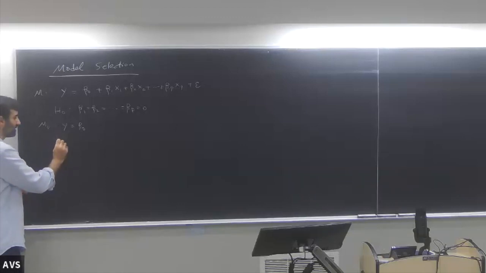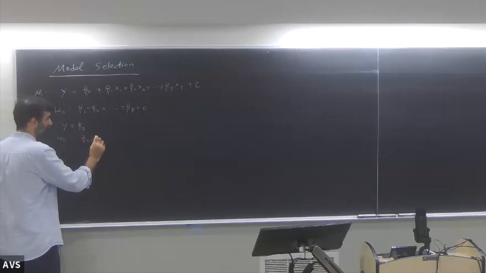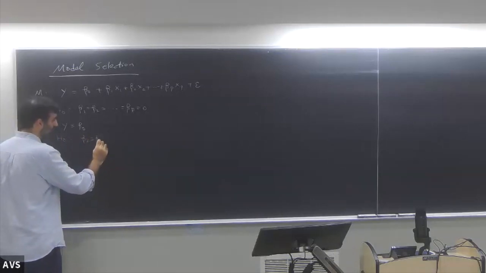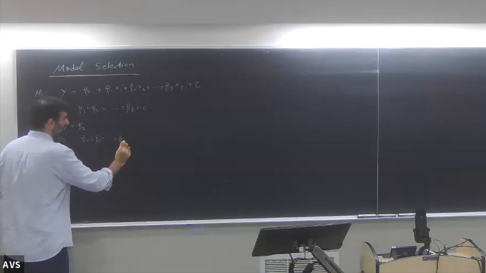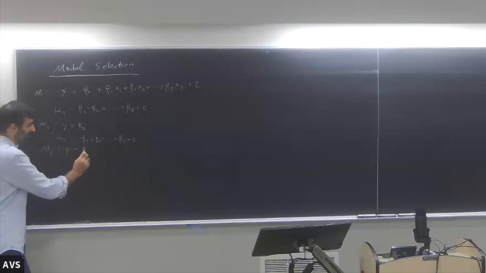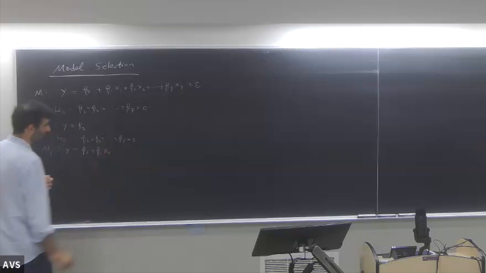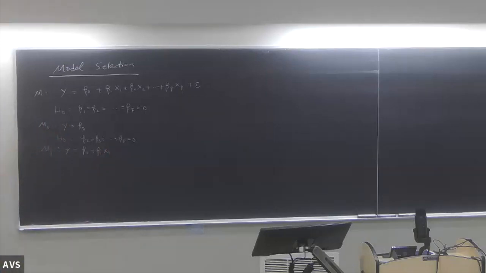I could test this hypothesis, for example, for beta 2 all the way to beta p equal to 0. What will be the model here? Yeah, so beta 0 plus beta 1 x1. And so I mean, it can go on.